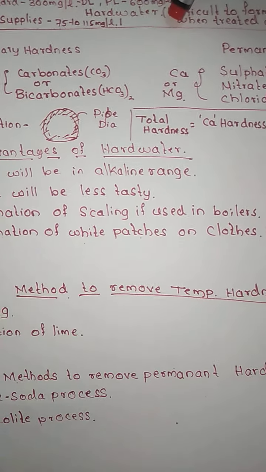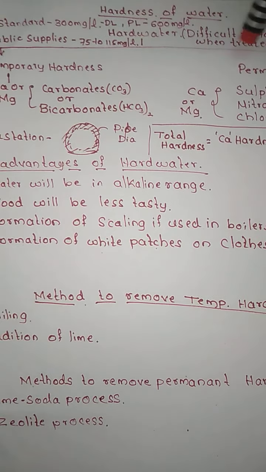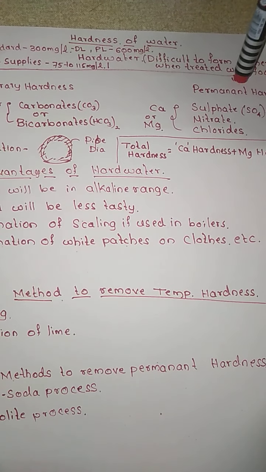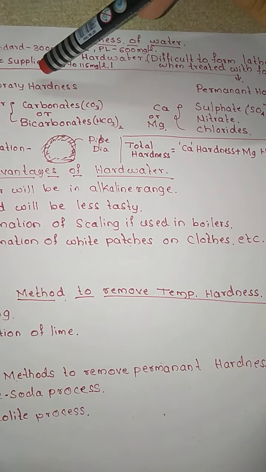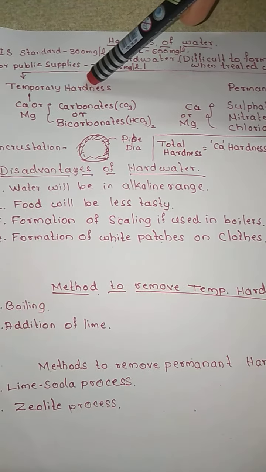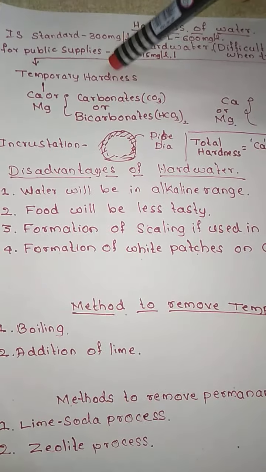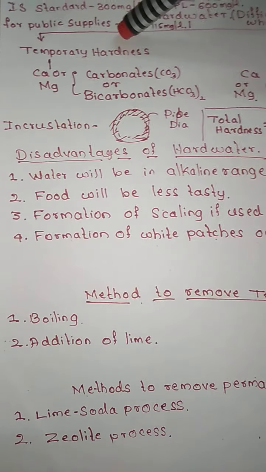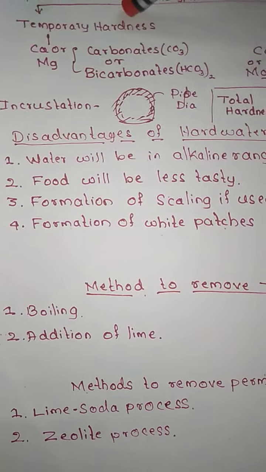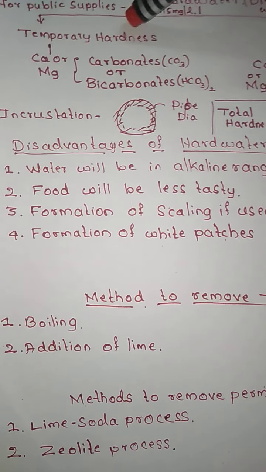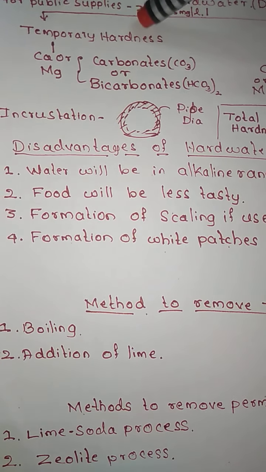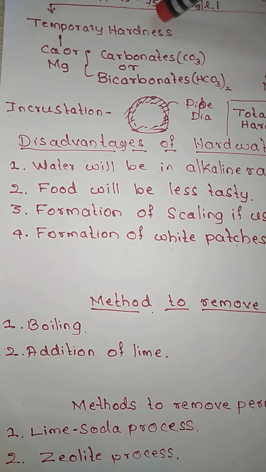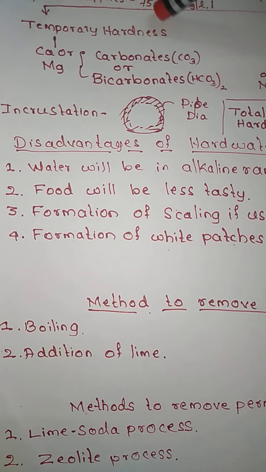Now in this hard water there are two types. One is temporary hardness and the other one is permanent hardness. Now what is this temporary hardness? The hardness which can be treated by either boiling or the addition of lime, that particular water we call temporary hard. That means the hardness can be easily removed by boiling or with the addition of lime.